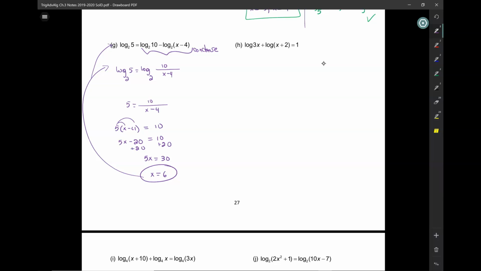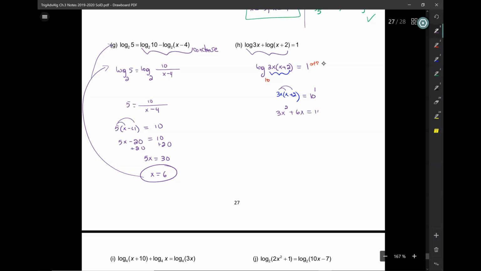All right. The next one, I need to condense this. So I get log of 3x times x plus 2 is equal to 1. Okay. Now I only have a logarithm on one side. So I've got to do base exponent. The base of this logarithm is 10. So this is going to equal 10 to the 1. That's the exponent here. And what does that equal? The stuff inside. 3x times x plus 2. Okay. Distribute. 3x squared plus 6x equal to 10.